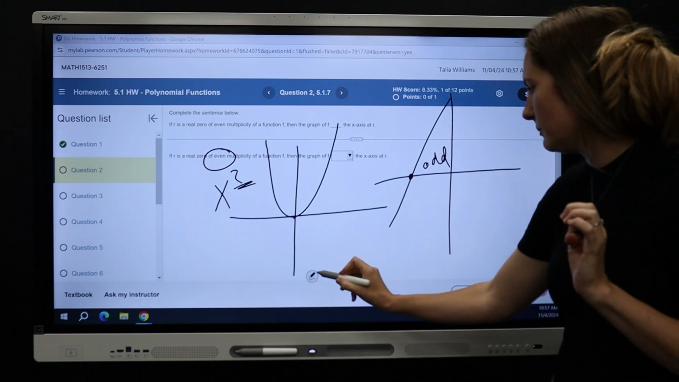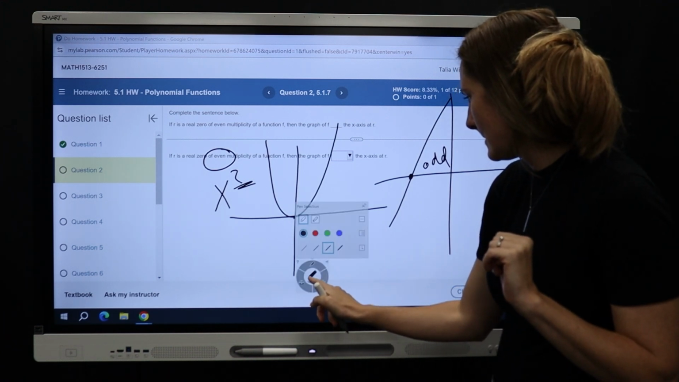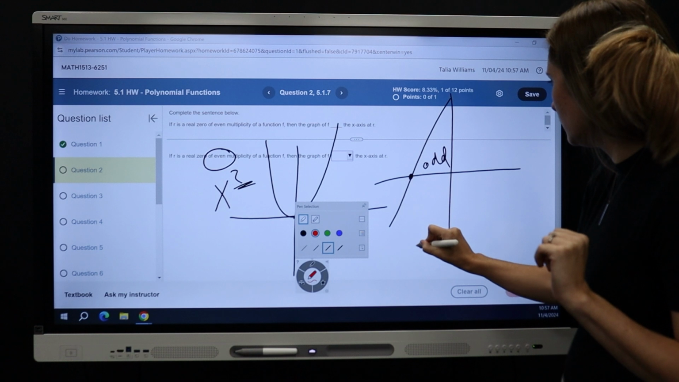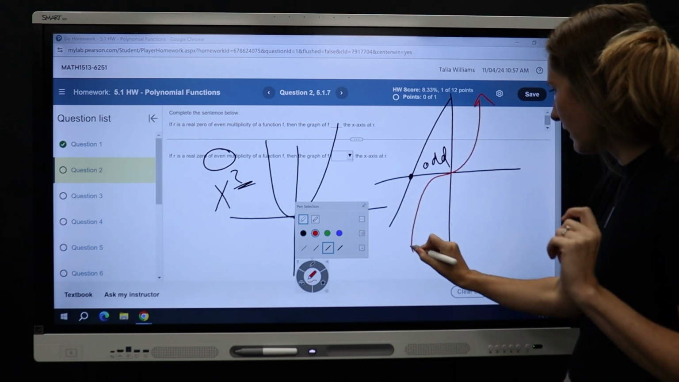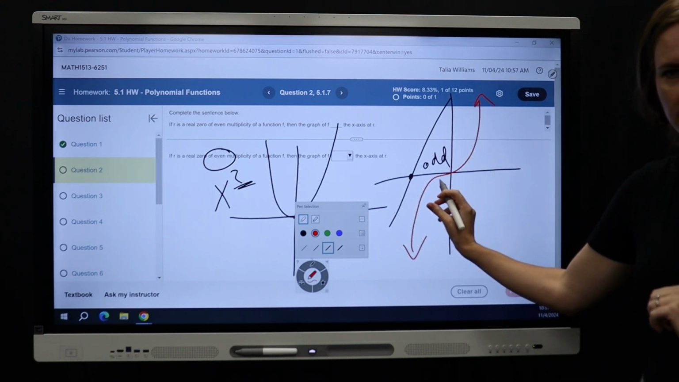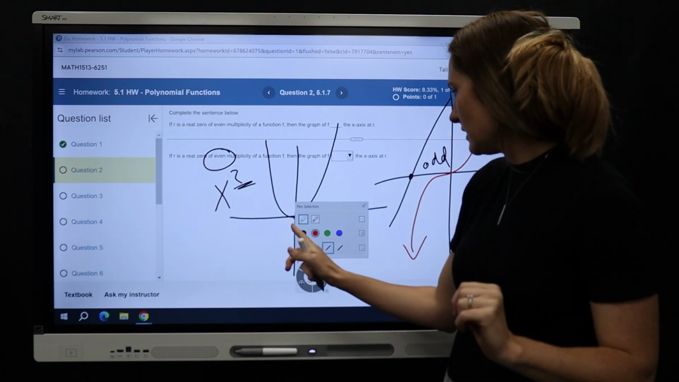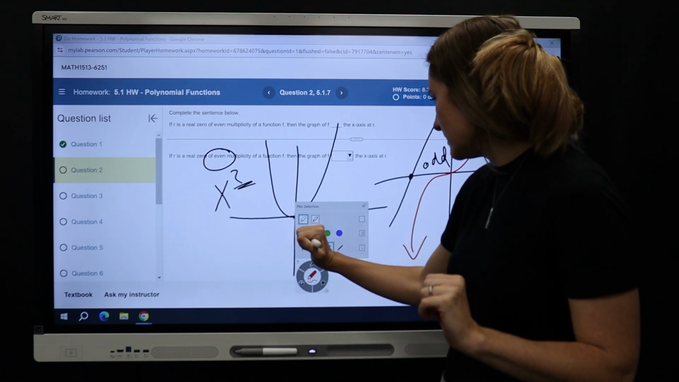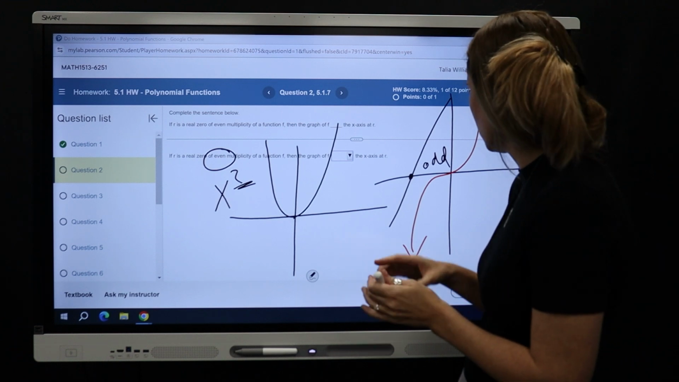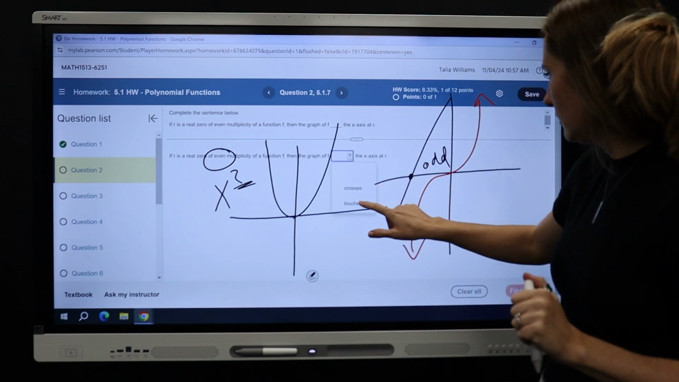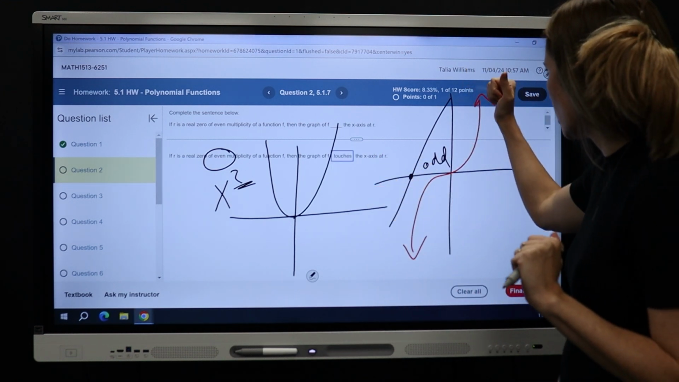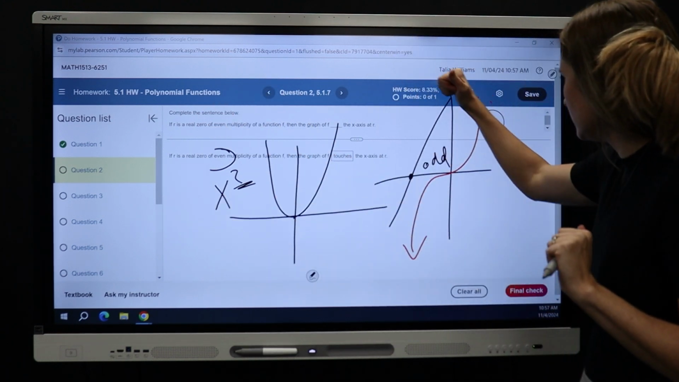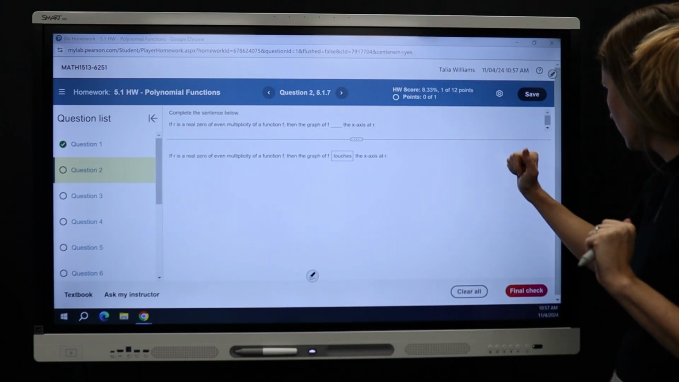Because if this would have been x cubed, our cubed graph does this. So it crosses at a 0. This one's even, so at the evens, it touches. Remember that evens touch, odds cross, because when we graph these later on, you have to know that.